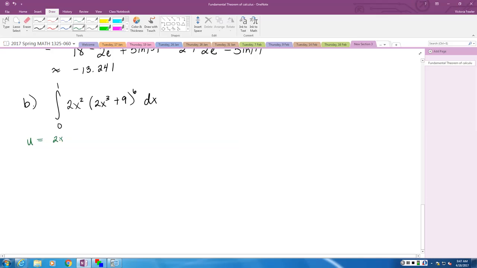Okay, our U is going to be that quantity 2x cubed plus 9. Tell me what I have to do next. Find the differential. Okay, du is 6x squared dx. That's right. Now what?